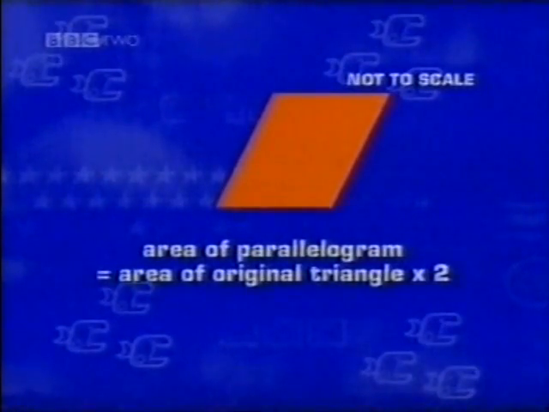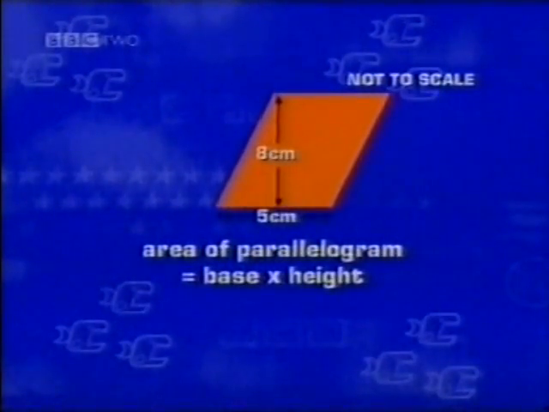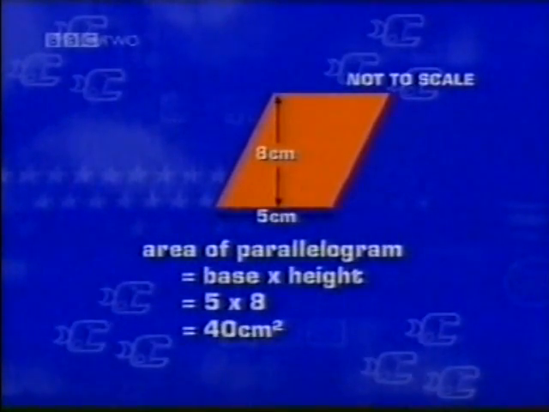The base of the parallelogram is 5 centimeters and its height is 8 centimeters. Its area is base multiplied by height. That's 5 multiplied by 8, which is 40 centimeters squared. That's indeed twice the area of the triangle.